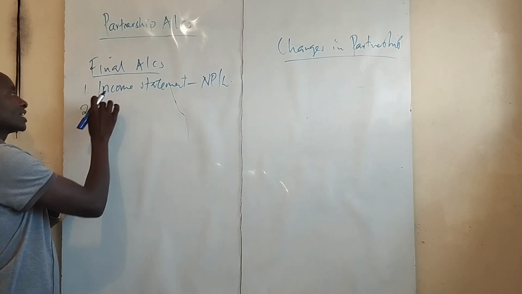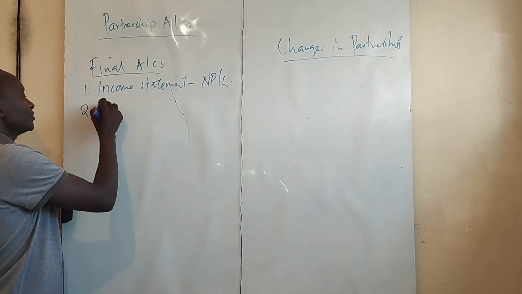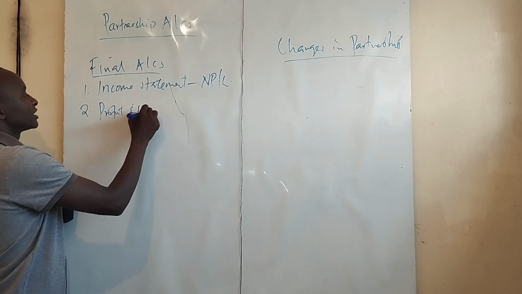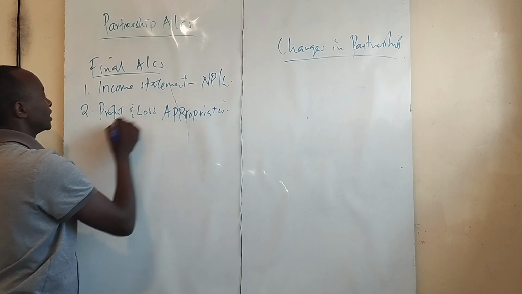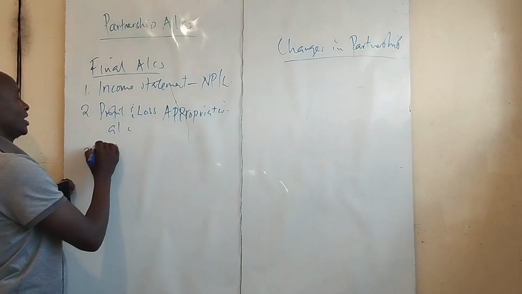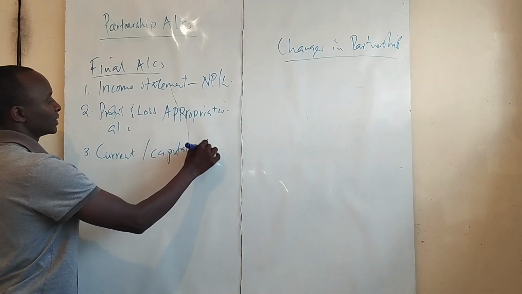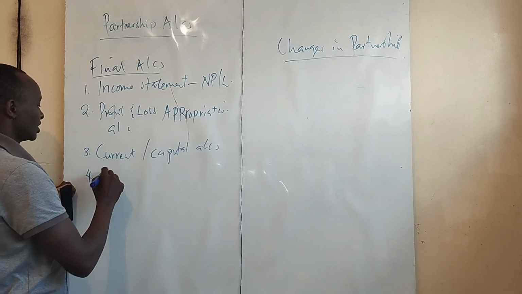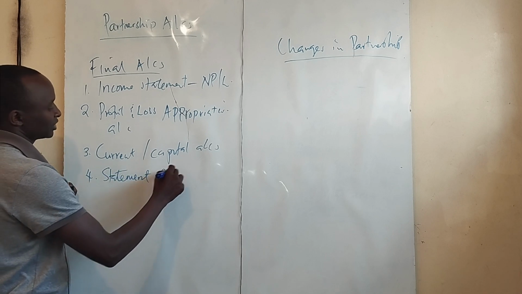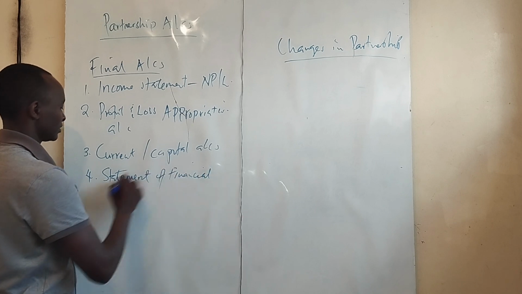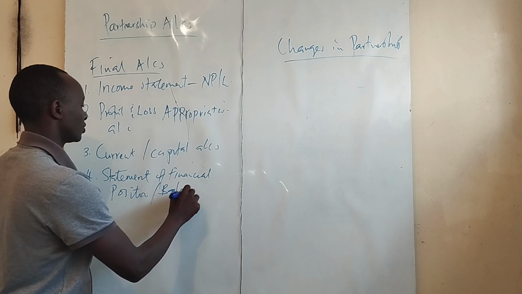Then we said we have another extension of the income statement when it comes to partnership accounts. It's known as the profit and loss appropriation account. And then number three, we have the current and capital accounts, and number four, the statement of financial position, which is also known as the balance sheet.